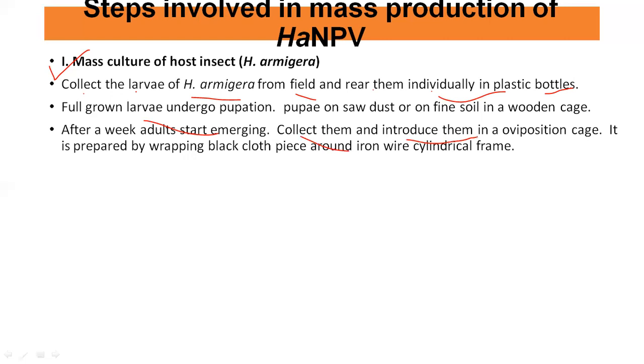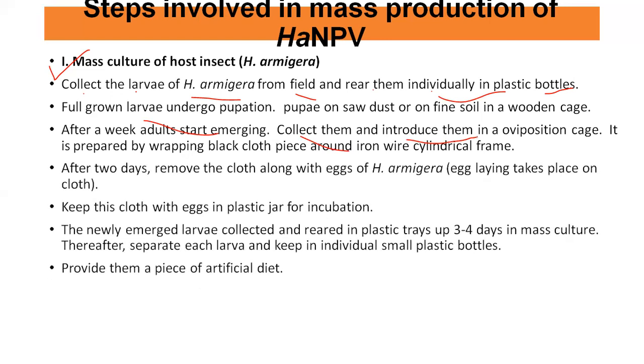And this cage is prepared by wrapping a piece of black cloth around the wire cylindrical frame of the oviposition cage. After 2 days, remove the cloth along with the eggs of Helicoverpa armigera, because this black cloth is totally covered with the eggs laid on it, and we collect this cloth and keep it with the eggs in a plastic jar for incubation.